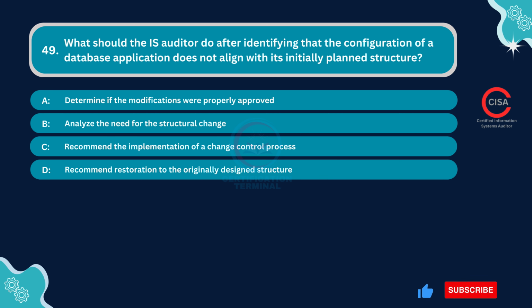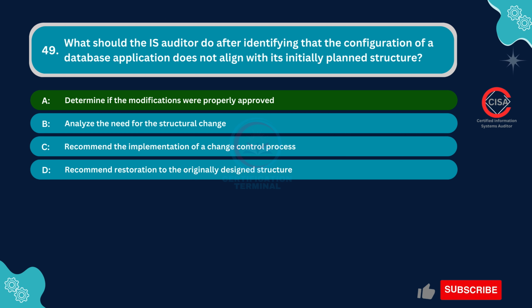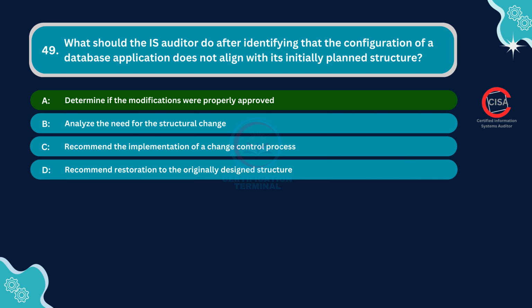The correct answer is Option A. Determine if the modifications were properly approved. By first determining proper approval, the IS auditor can initiate a more comprehensive investigation. This approach emphasizes the importance of controlled change management and helps identify the most appropriate course of action for addressing the identified discrepancies in the database application.